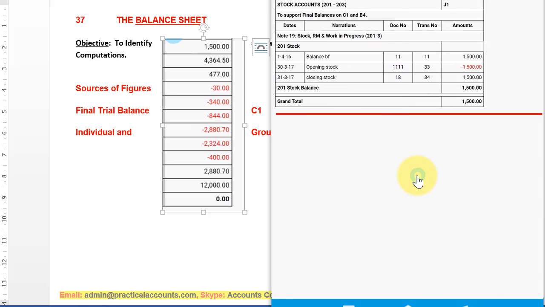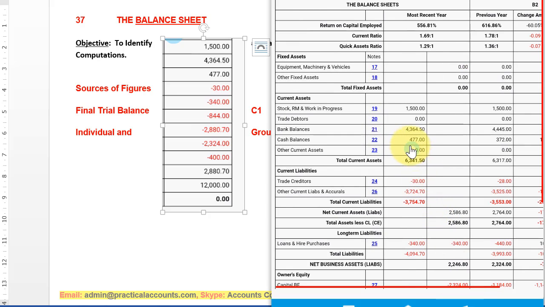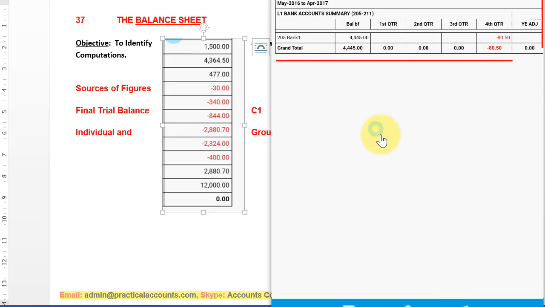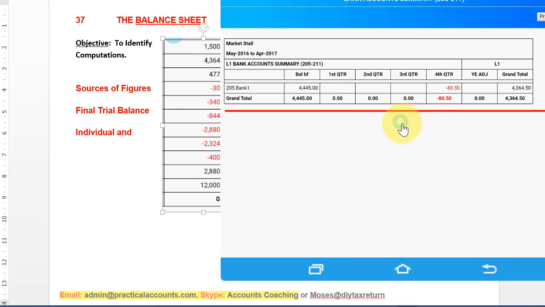Let's look at note 19. What is on note 19? This is basically the stock account. Let's go back. And then we look at note 21. What comprises that figure? Okay, let's rotate our device to see more. All right. Now that 4364 is basically coming from the bank account and nowhere else.